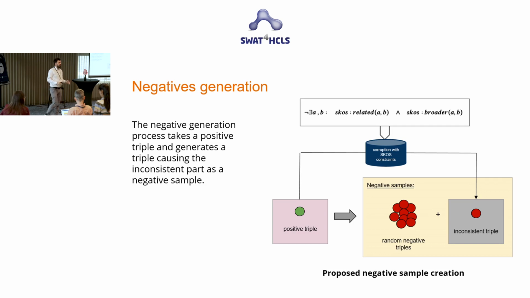So basically, we now define this inconsistency, and the way we use this inconsistent definition is to generate negative samples. You take the positive, and then use the constraint and generate another triple. Simply, if there's a related, you generate a broader relation, and it will be an inconsistent triple for us as a negative.